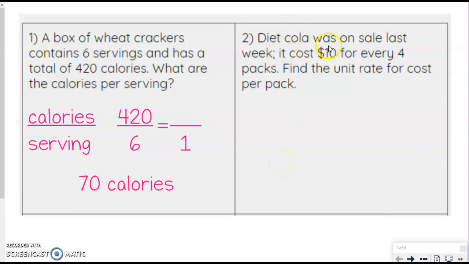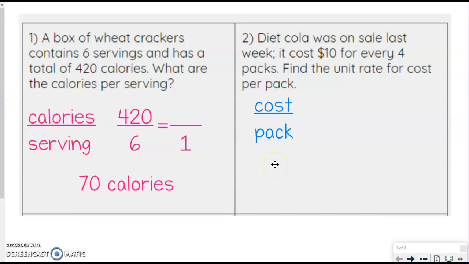So let's try another one here. Diet Cola was on sale last week. It cost $10 for every 4 packs. Find the unit rate for the cost per pack. We could find packs per cost, but we don't usually say that. So we are talking about cost per pack. Those are the two things we're comparing, starting off the same way we did over here.